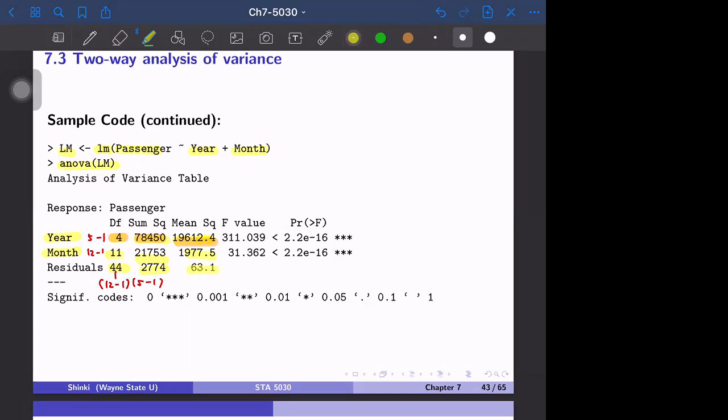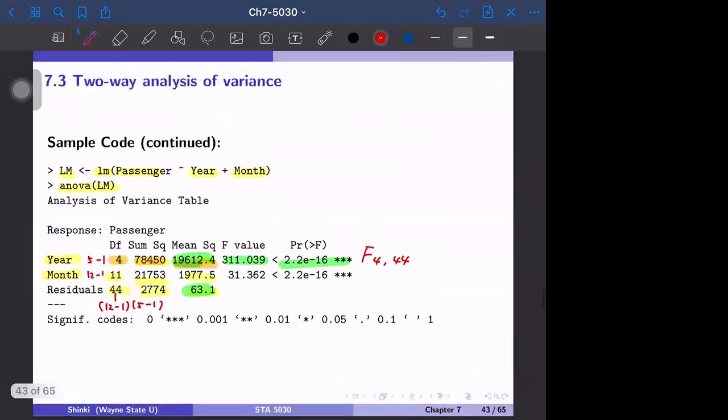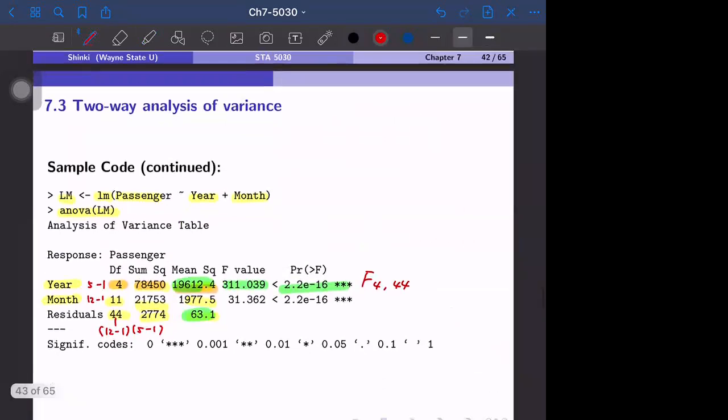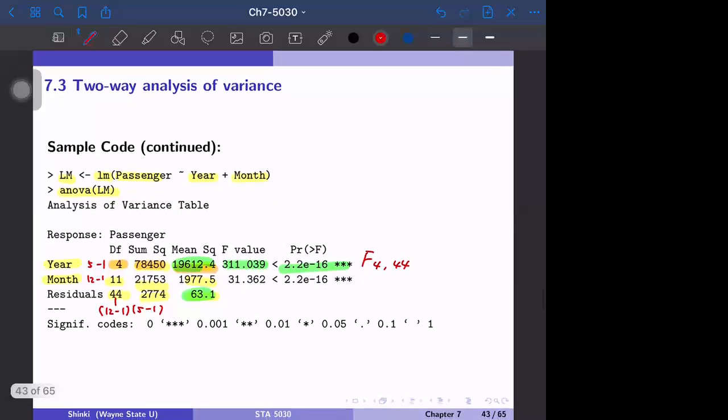The F statistic is the ratio between this and this. Then the p-value is obtained by using the F distribution. The degrees of freedom for the F distribution are 4 for the numerator, and 44 for the denominator. Using this F distribution, we can get the p-value. In this case, year and month are both very significant factors. So this is the example for the simplest two-way analysis of variance.